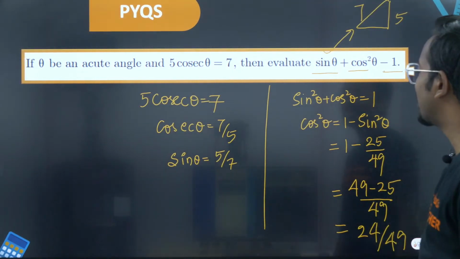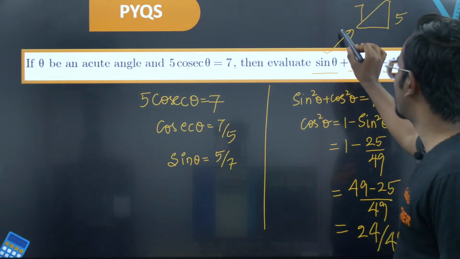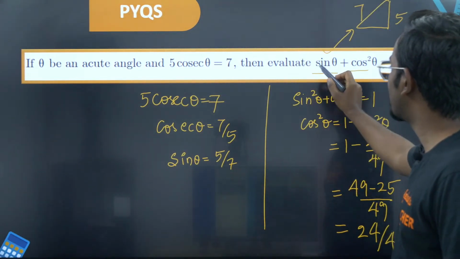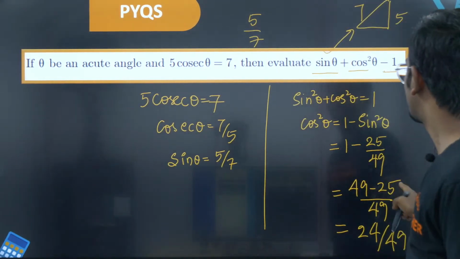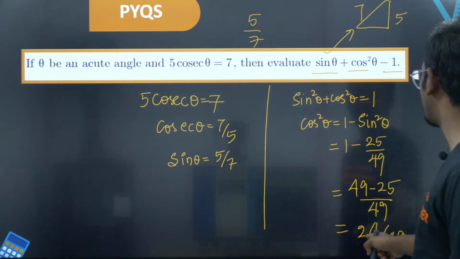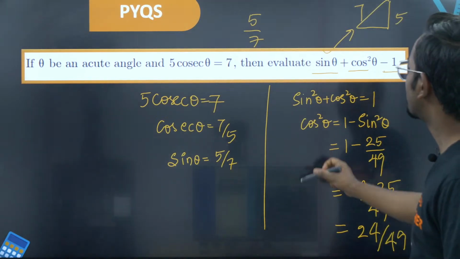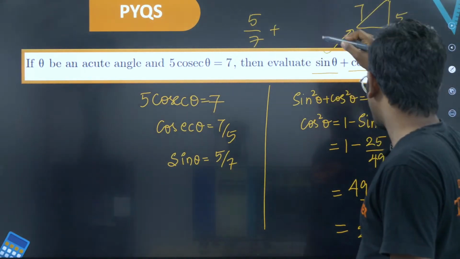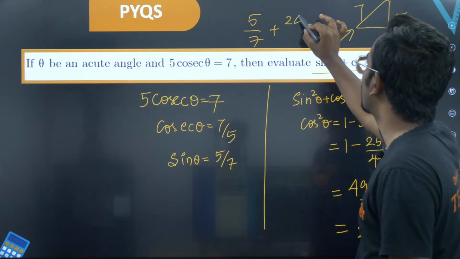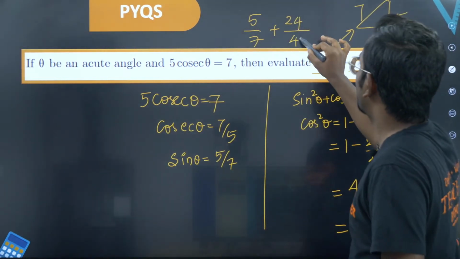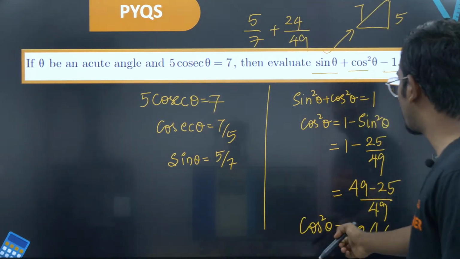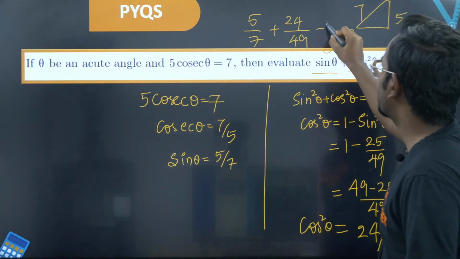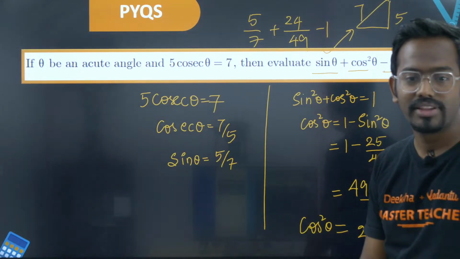So now my job is to get everything. So sin theta is nothing but, I'll write it here, 5 by 7 plus cos square theta, which is 24 by 49. I'm just substituting the values. So I've got sin theta and cos square theta, substitute minus 1. If you simplify, you'll end up with the final answer.